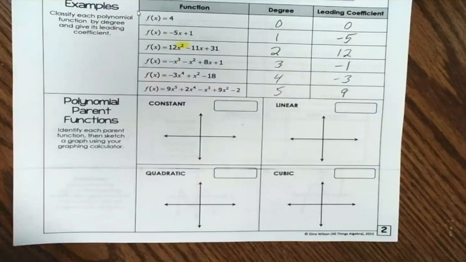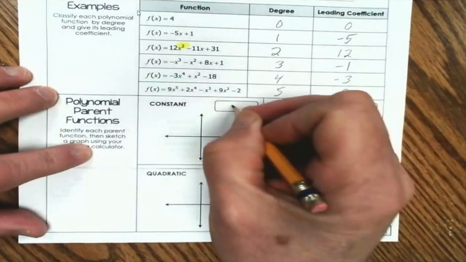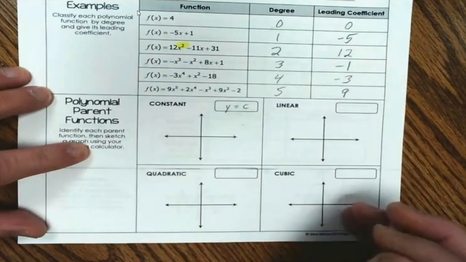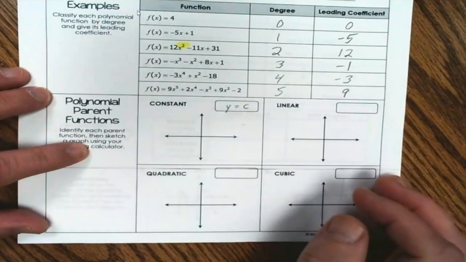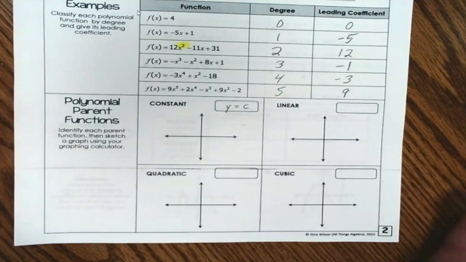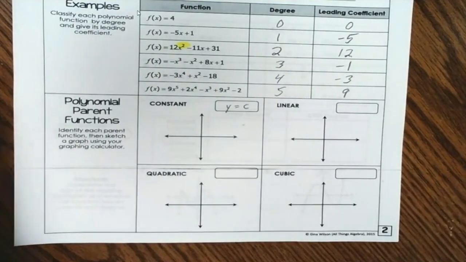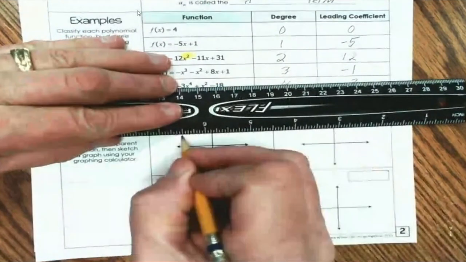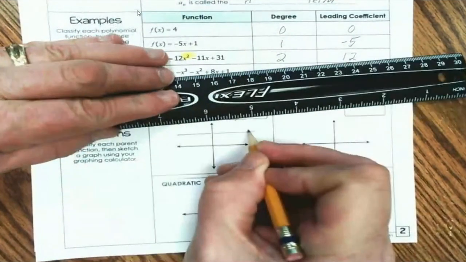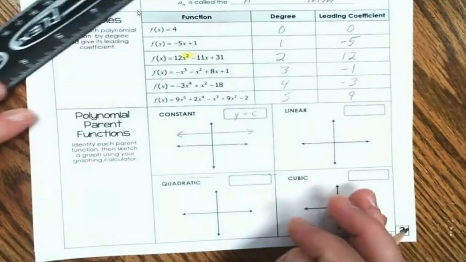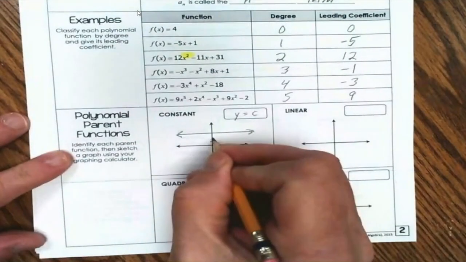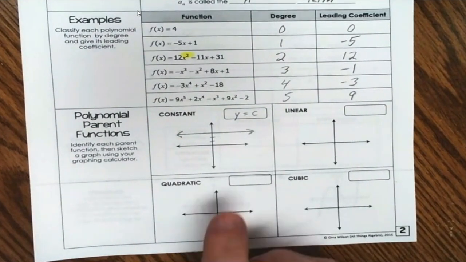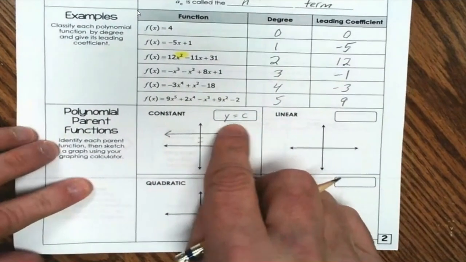So a constant. Well, that's just a y equals c, and we'll call it c for a constant. Like y equals 4, or y equals negative 2. That's just a straight line at a number. If y equals 3, maybe that is what the graph looks like. 1, 2, 3. That would be y equals 3. So that's just y equals a constant.